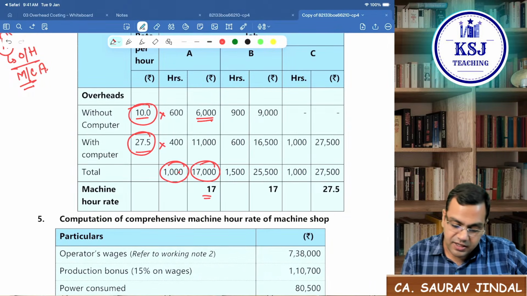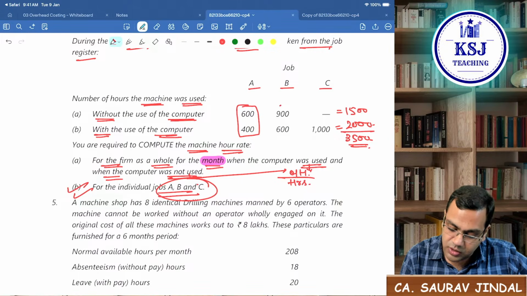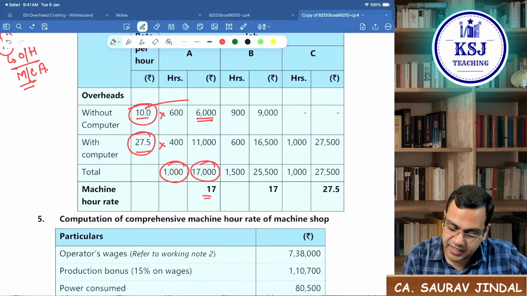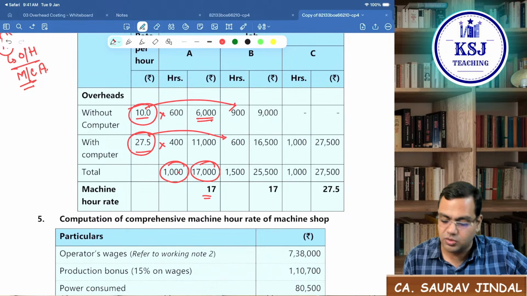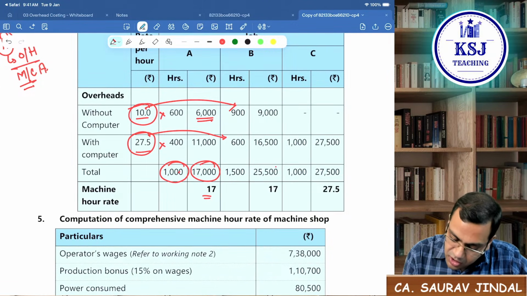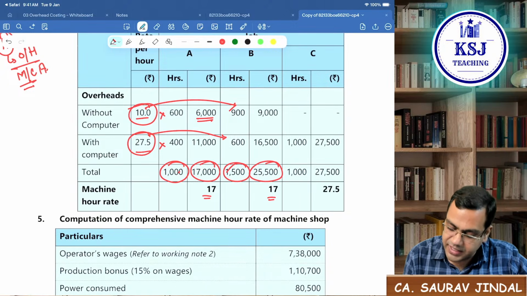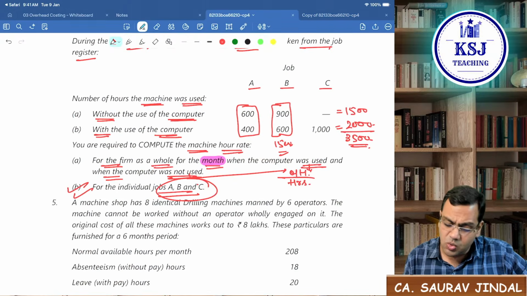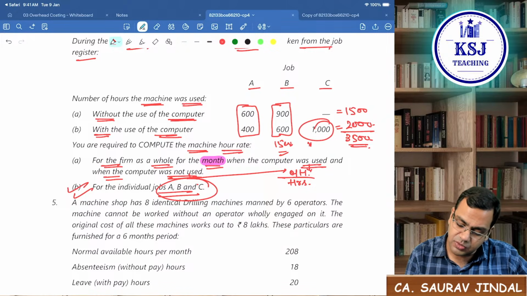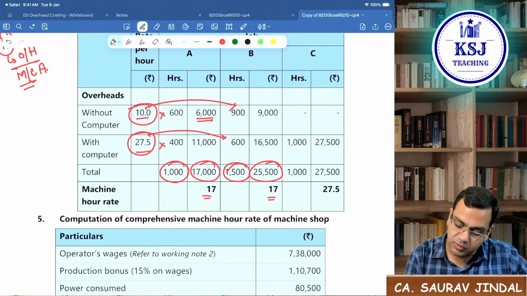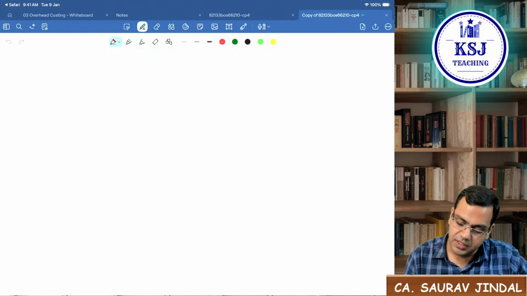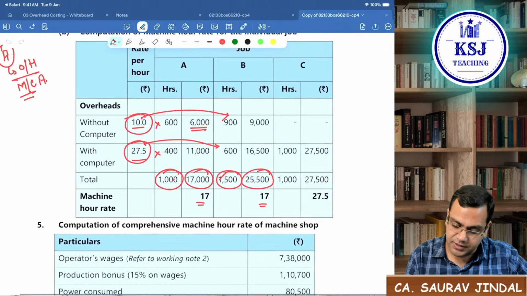Right? Similarly, if you talk about job B, the total hours here is 1500 hours. What is the cost incurred here? 10 into 900 hours, 27.5 into 600 hours. So total cost divided by total hours, you will get 17. For job C, it is only with the use of computer, so it will be 1000 into whatever is the rate with the use of computer, that is 27.5. So this we can show job wise.